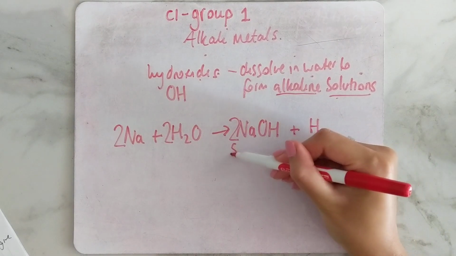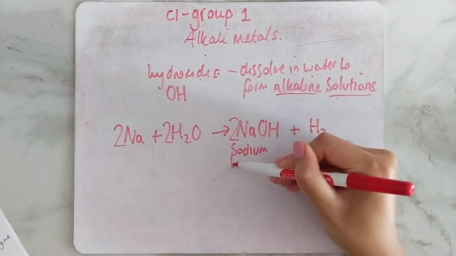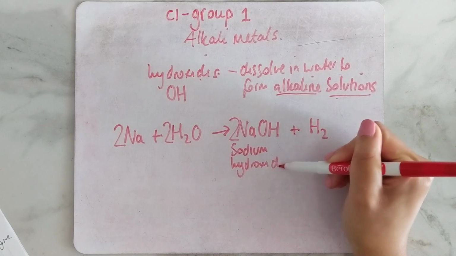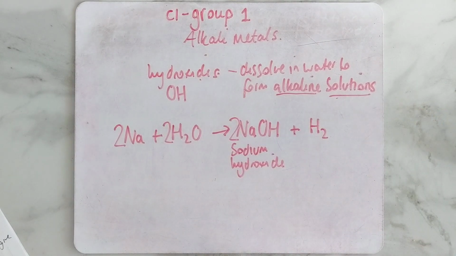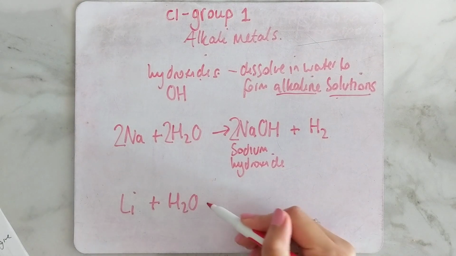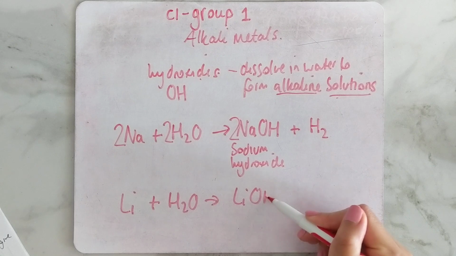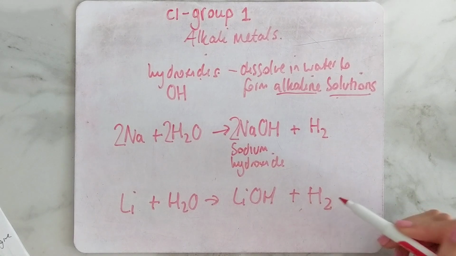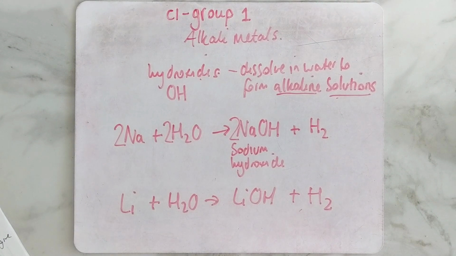I'll just repeat that this is sodium hydroxide, and it's the same with any of the alkali metals. Let's try lithium. Lithium plus water goes to lithium hydroxide plus hydrogen. So that's the general pattern. Hydroxide forms plus hydrogen.